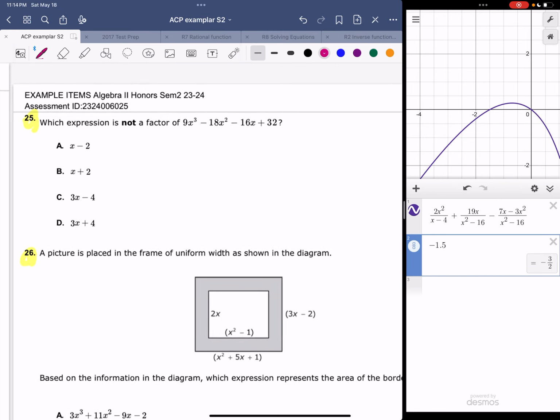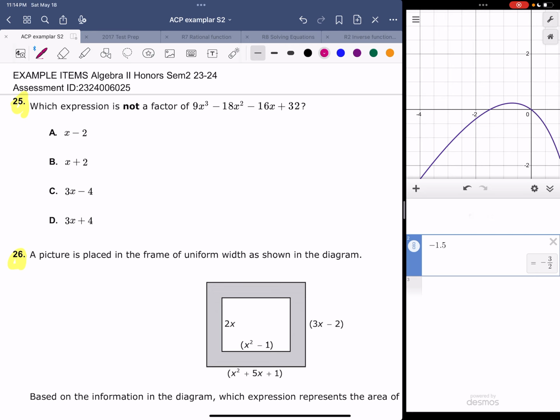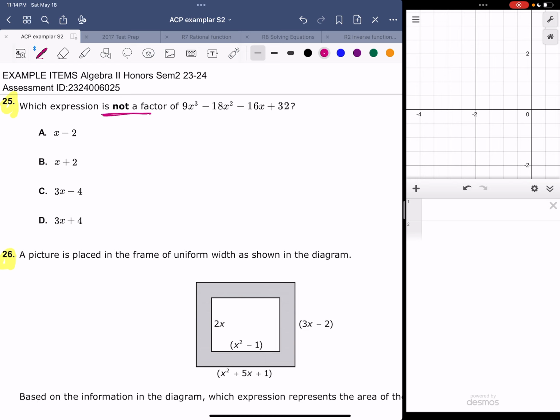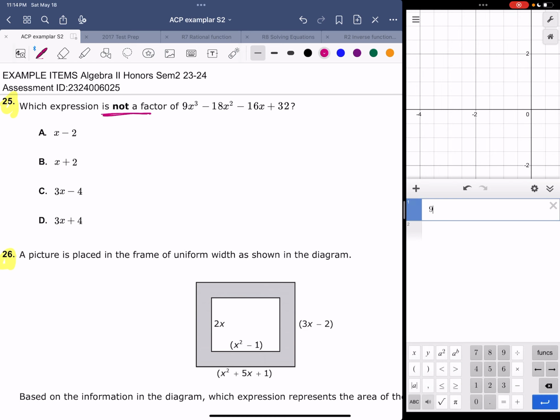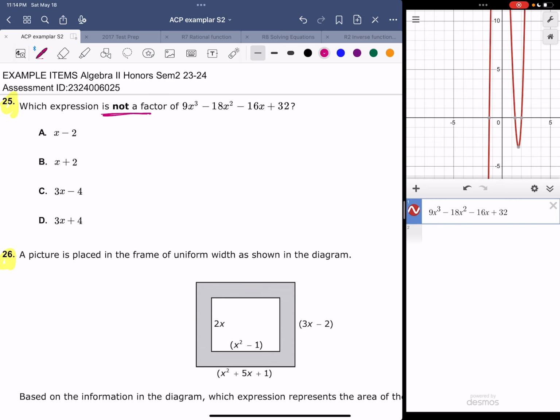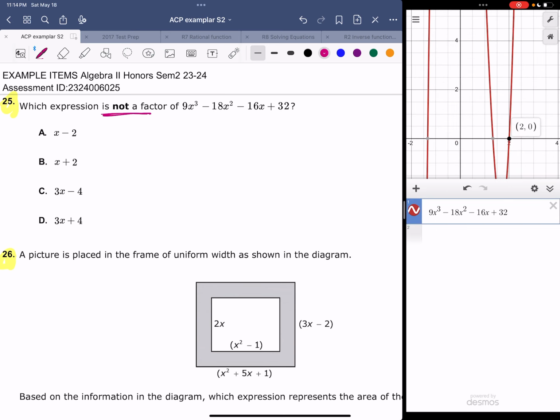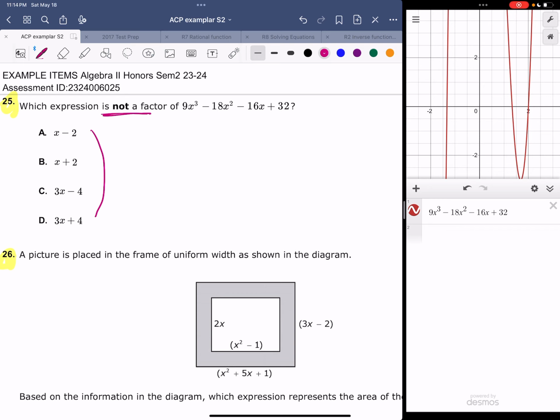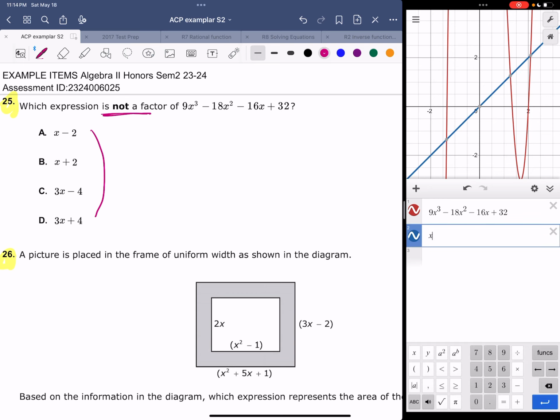And question number 25, I mean, it's easy. The question is asking which one of these is not a factor. So basically, factor means x-intercept. What you're trying to find is which one does not cross an x-intercept. Do you see I have 3 x-intercepts here? One of these answer choices is not going to cross one of these 3 points, because those 3 points are considered as a factor, which is x-intercept.